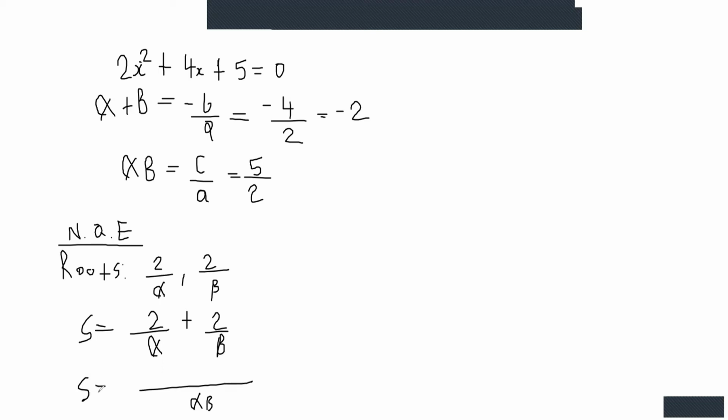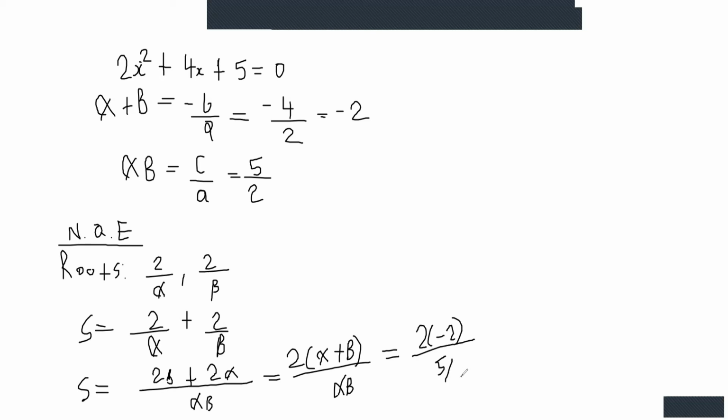Why would you want to add 2 over alpha plus 2 over beta? Write it as one fraction. Alpha into alpha beta goes beta times. So we get 2 times beta, plus beta into alpha beta goes alpha times. We get 2 times alpha. So what that works out to be is 2 in bracket alpha plus beta, divided by alpha beta. Now alpha plus beta, we already established that's minus 2. So we get 2 times minus 2, and that's being divided by alpha beta, which is 5 over 2.